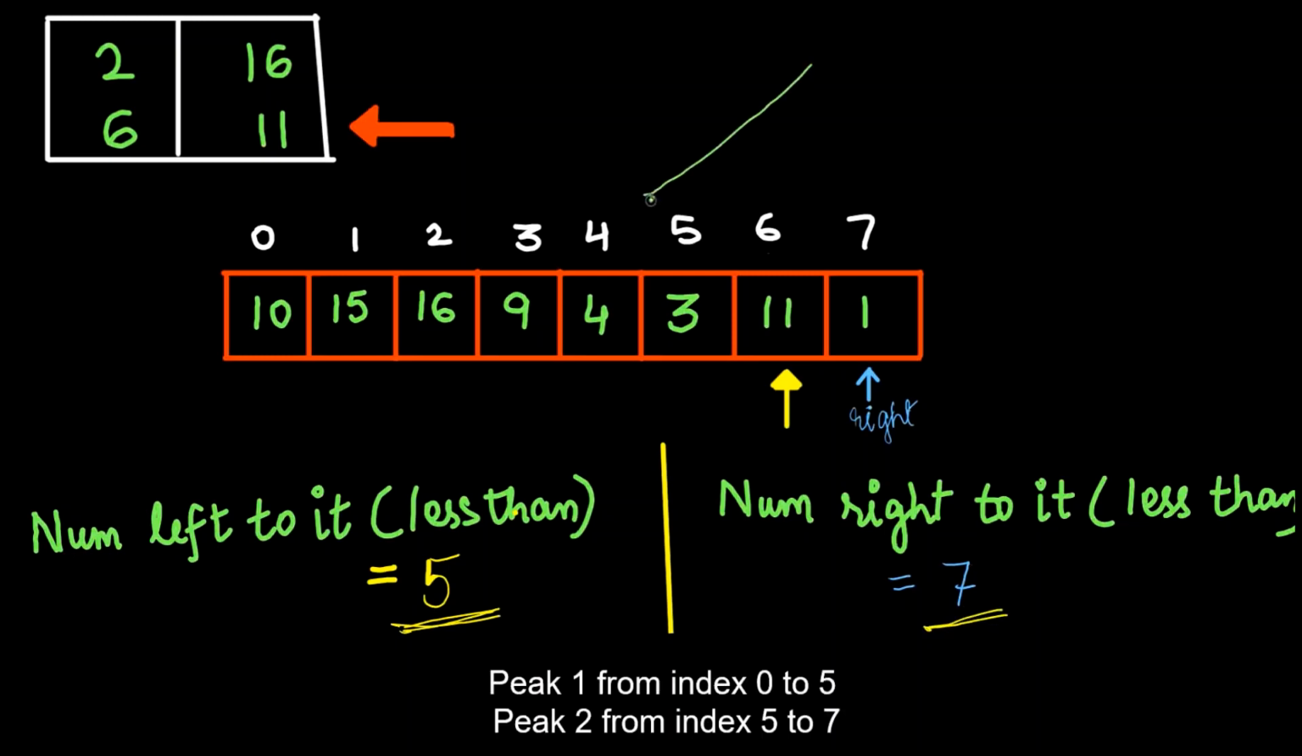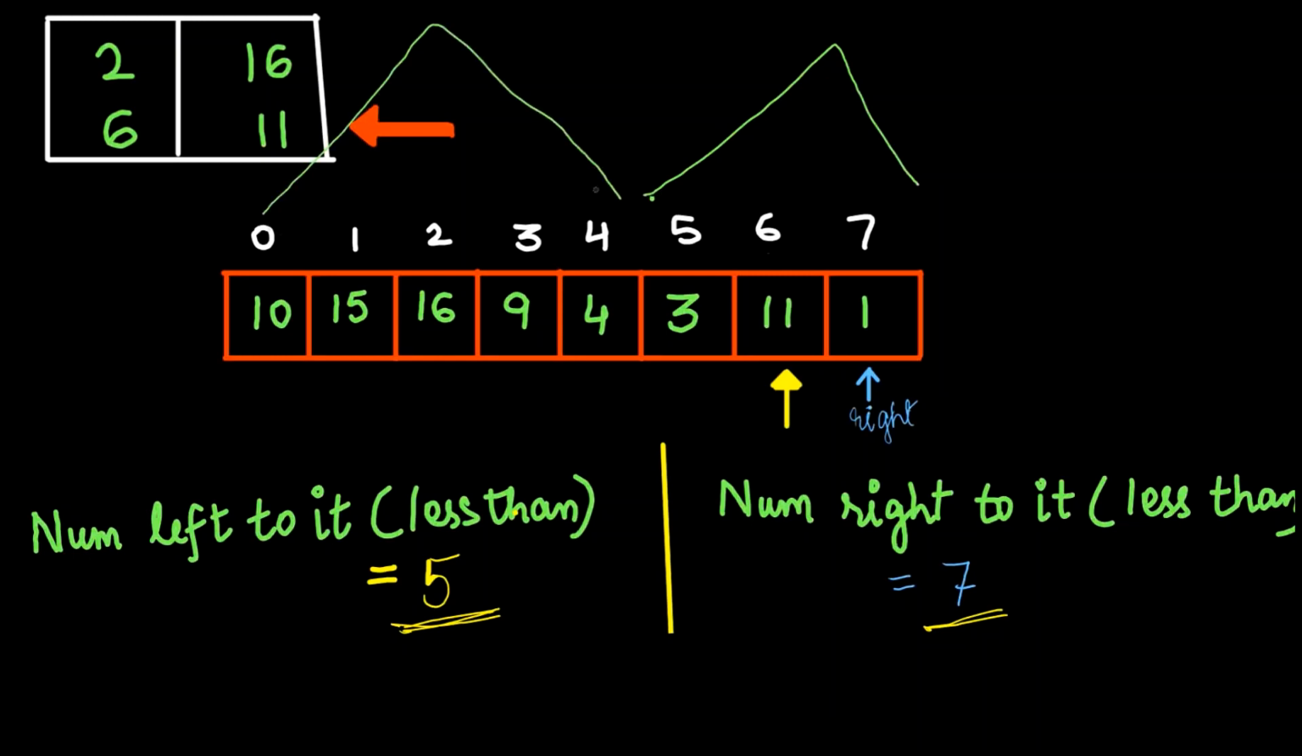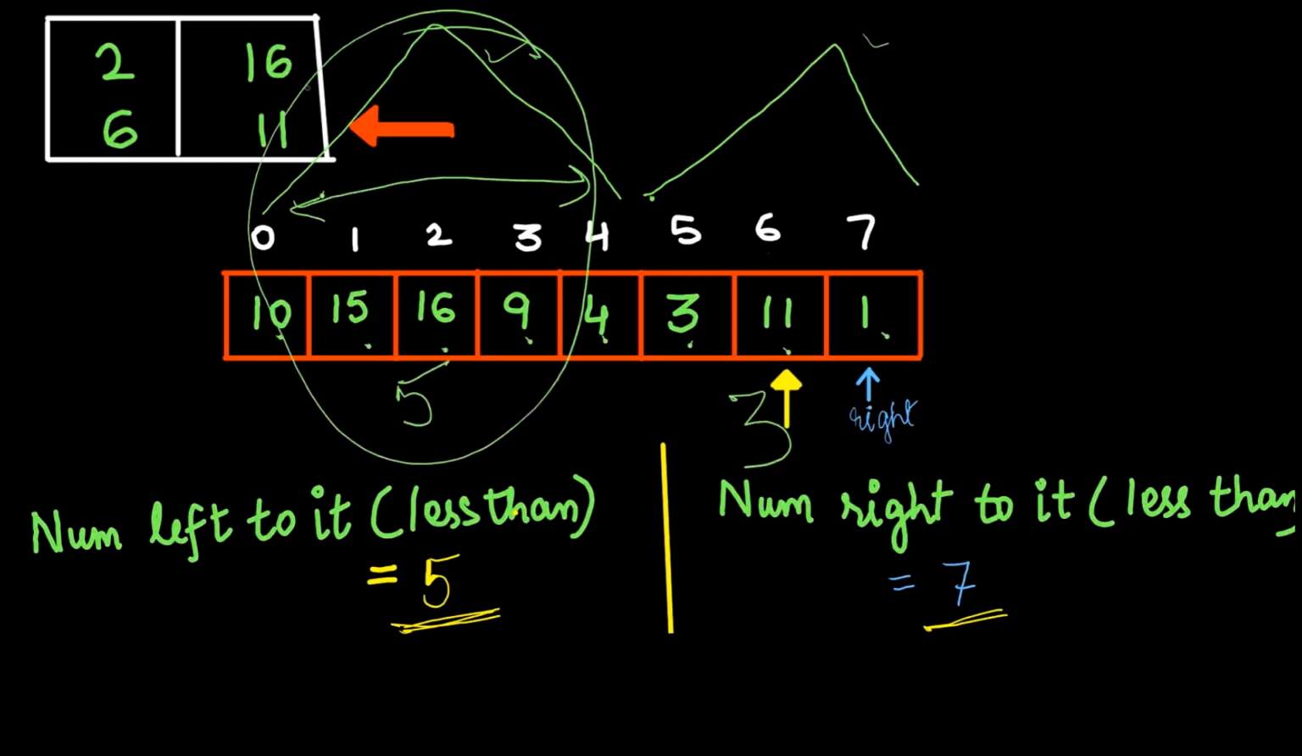So this is one mountain, and here we have the other mountain from 0 to 5. Now I need to check which is the longest over here. The longest I can check with the help of these indexes. So this is the concept of the longest mountain in an array. Now let us see the Python program for it.